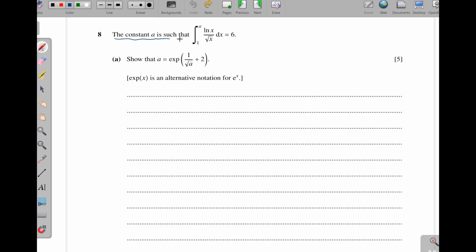The constant a is such that when you integrate from 1 to a, the natural log of x out of root of x with respect to x is equal to 6. Show that a is equal to e, then power this 1 over root of a, then plus 2. Okay? Now, here we are seeing, I can transform this one here into a product of two functions. So let this one go up here. It will become x to the power of negative a half, then the natural log of x. You see that?